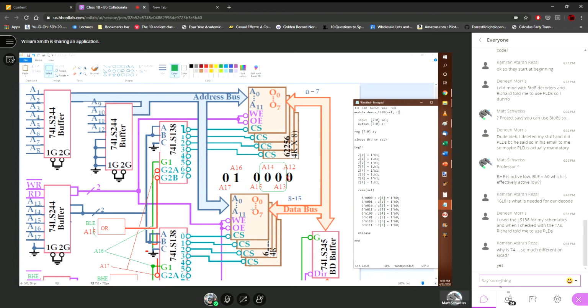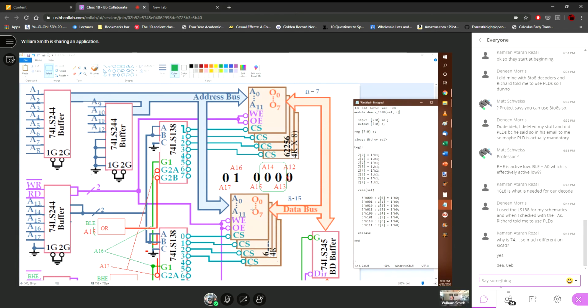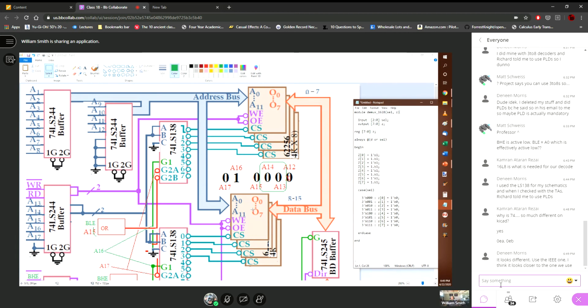The one in KiCad includes a power and ground. Oh, okay. So you just tie the power up. Use the IEEE one, I think it looks closer to the one we use. Okay, I don't have the IEEE one handy, sorry. And we're about out of class time. We're already about 5 minutes over.